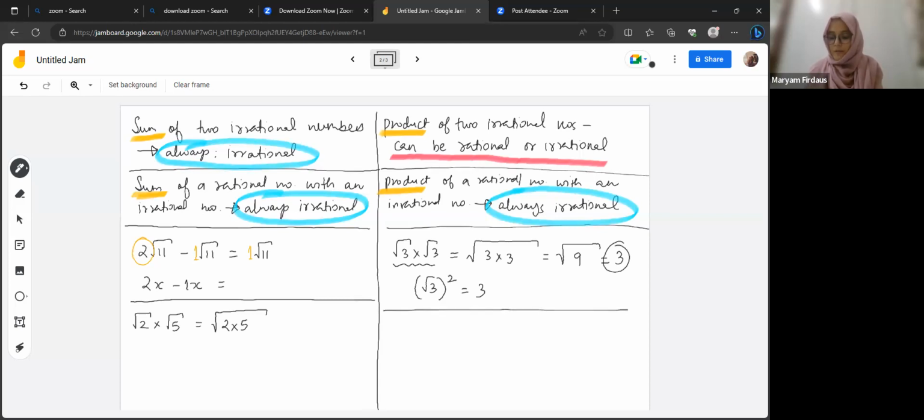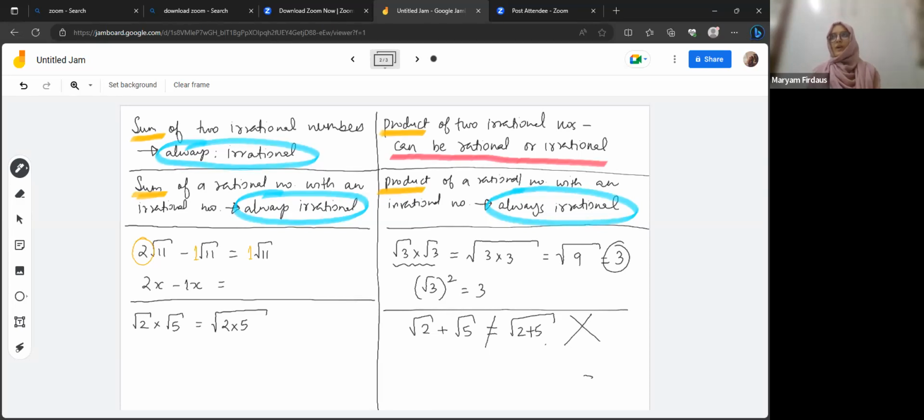Let's say if you have something like root 2 plus root 5. This is not equal to root 2 plus 5. You cannot do this. This would be wrong. You cannot add both of them. This will just remain as it is.